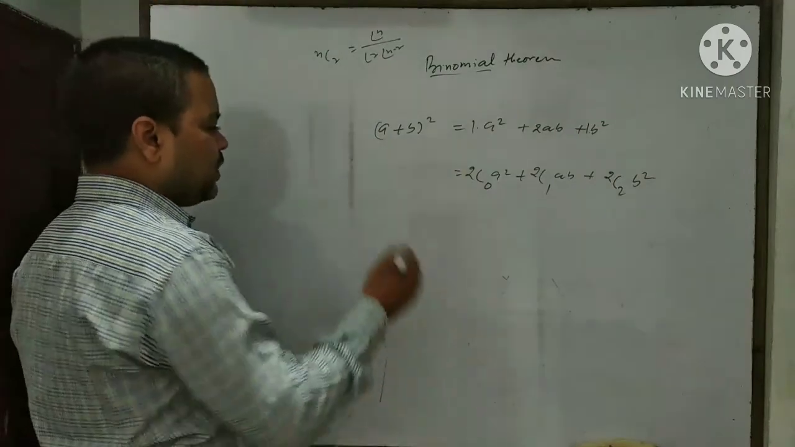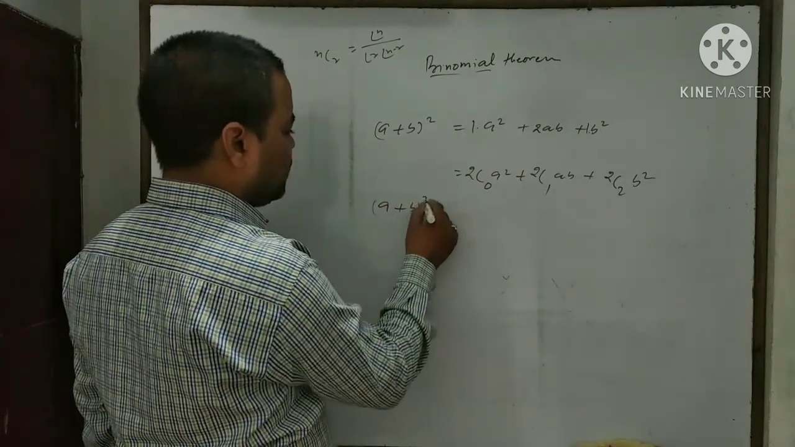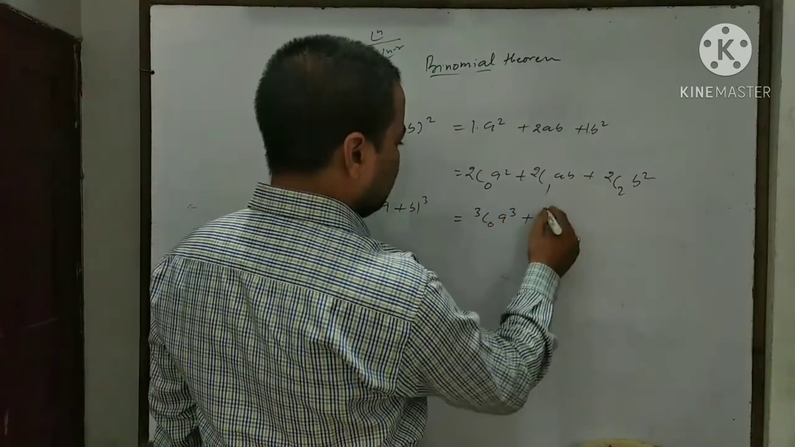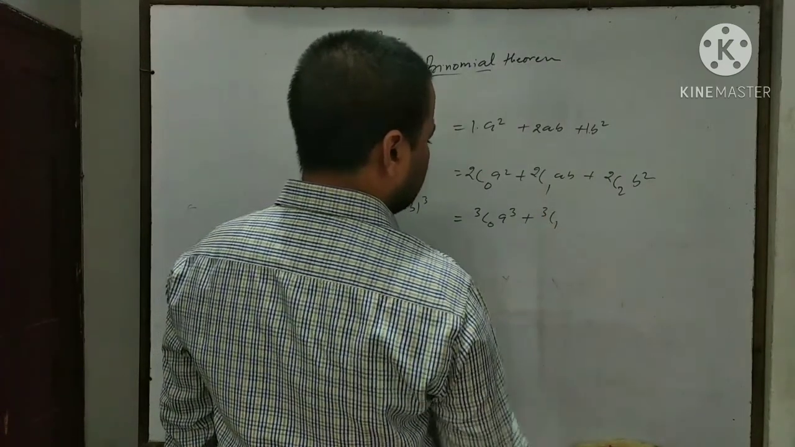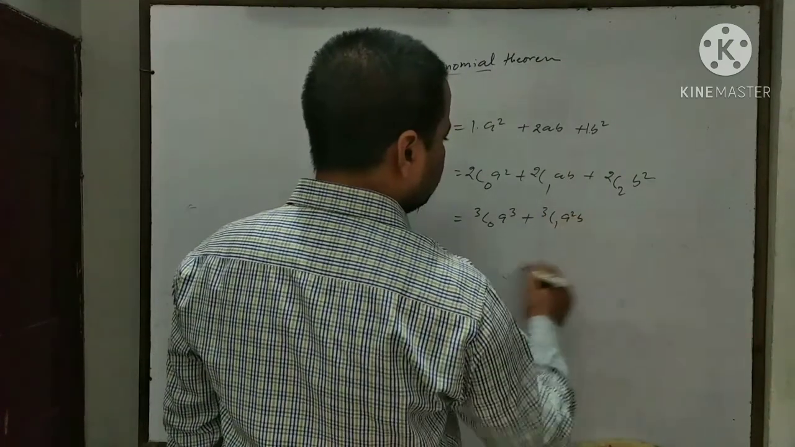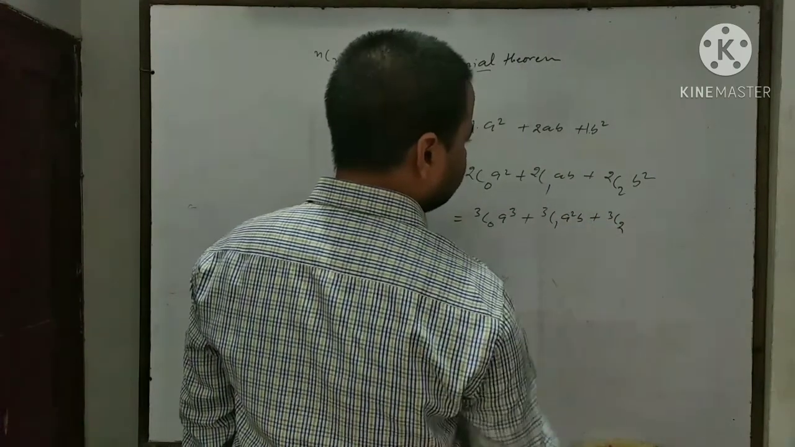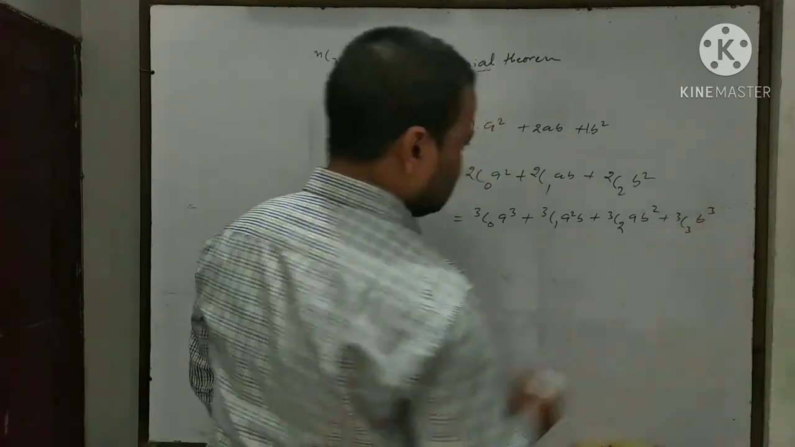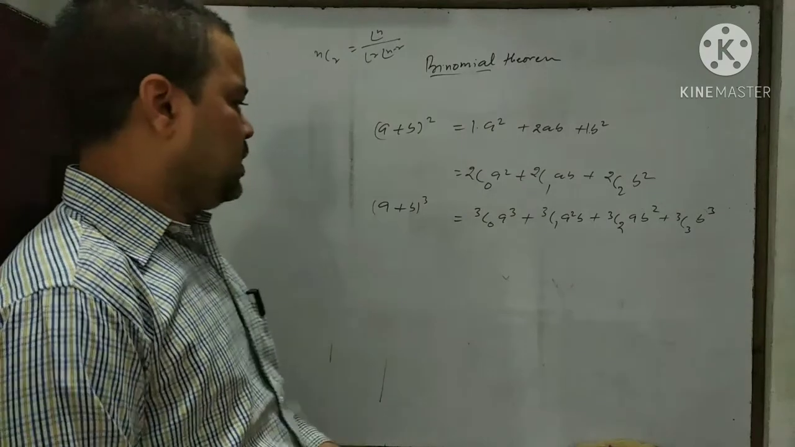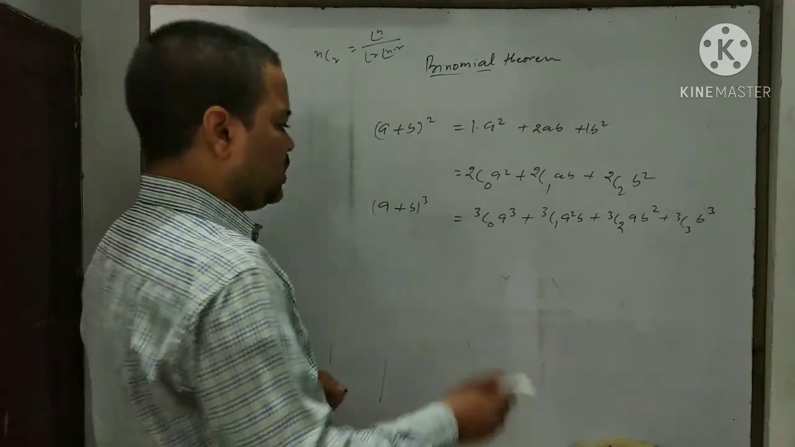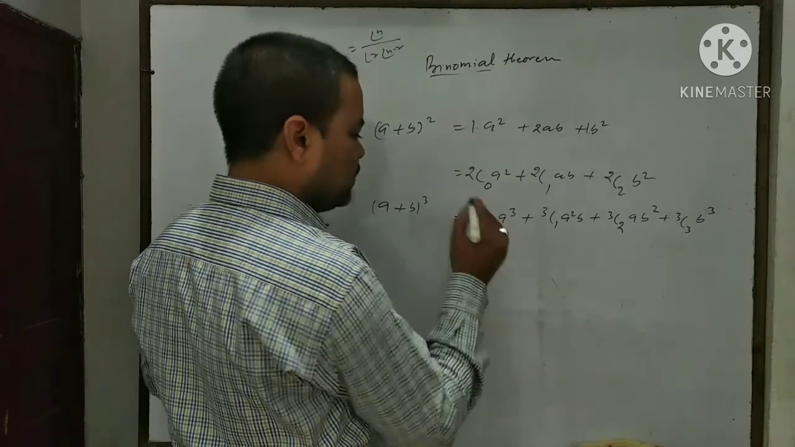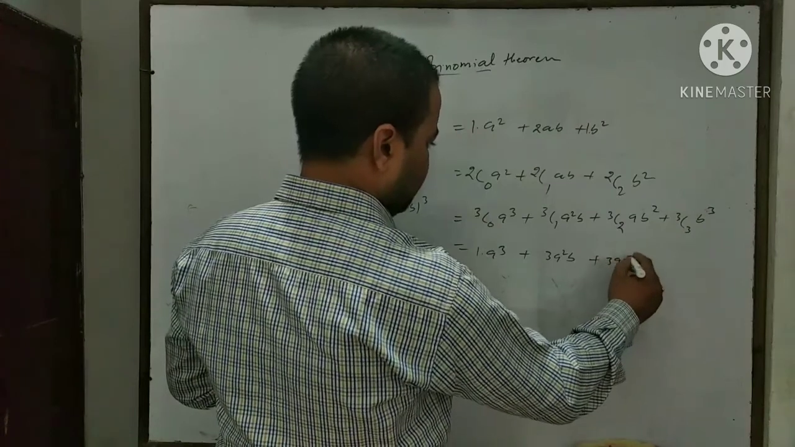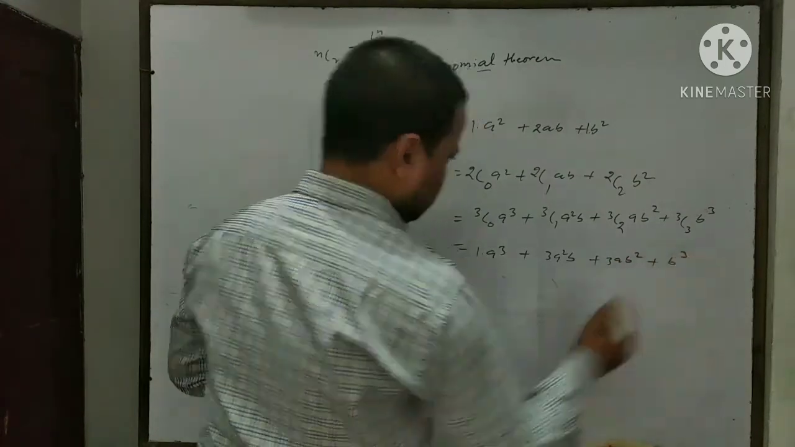Similarly, if we want to write (a + b) raised to the power 3, then we write here 3C0 a³ + 3C1 a²b + 3C2 ab² + 3C3 b³. In this way we can write, where 3C0 gives 1, so a³ means 1 into a³, plus 3a²b plus 3ab² plus b³.